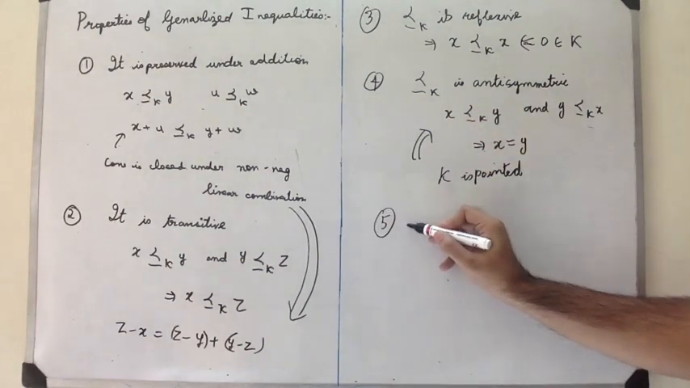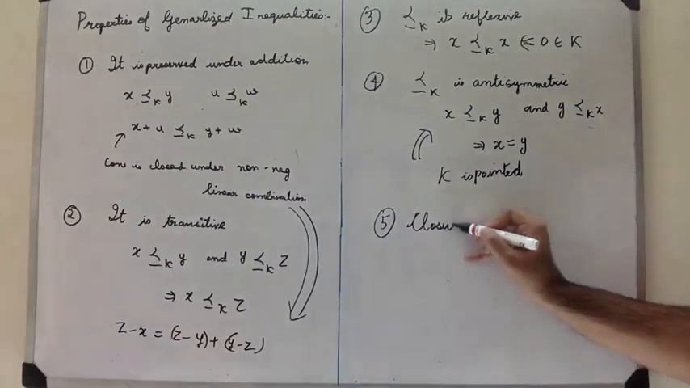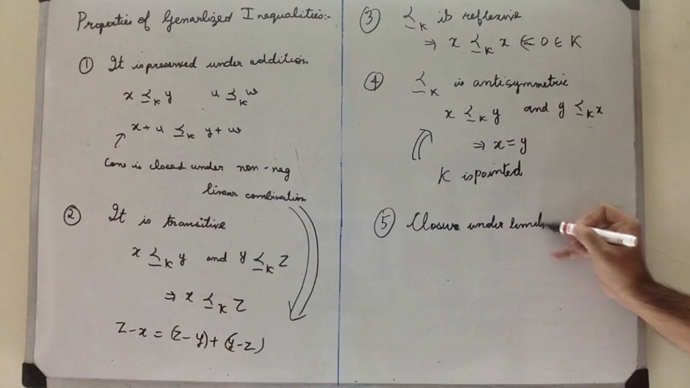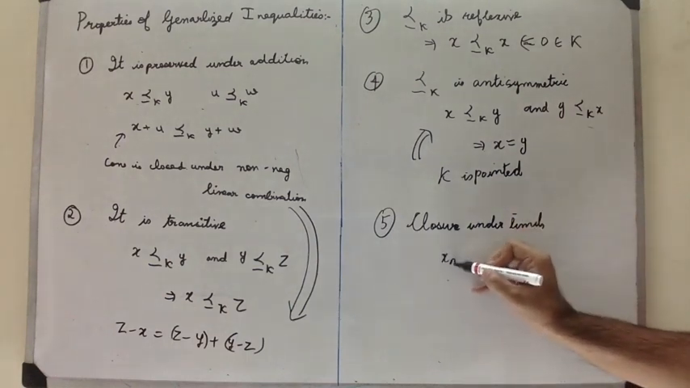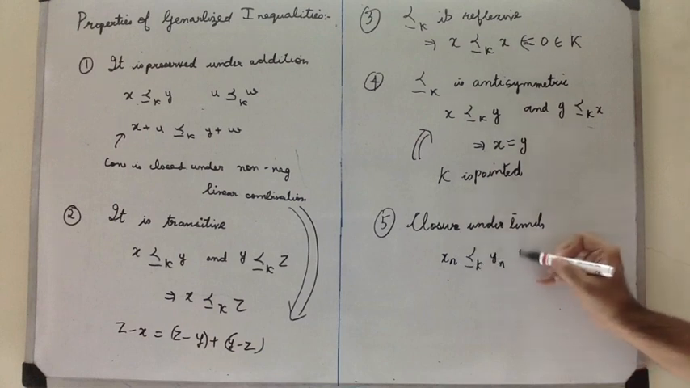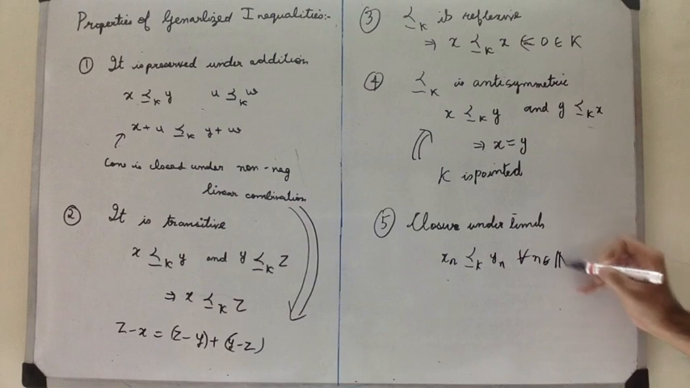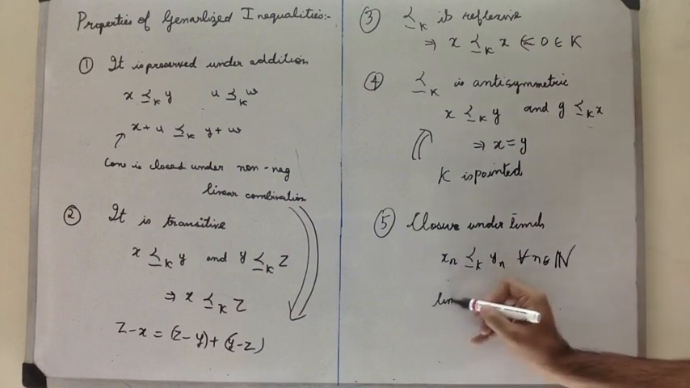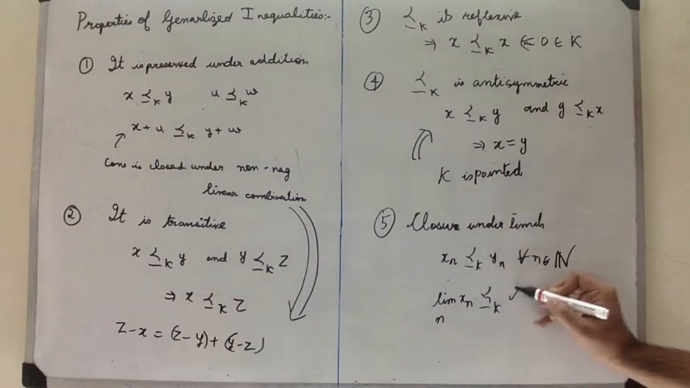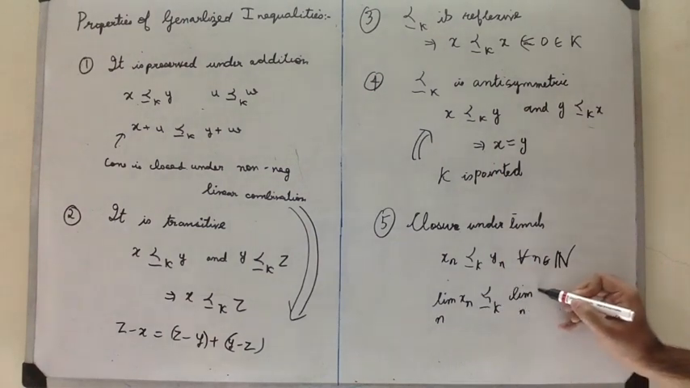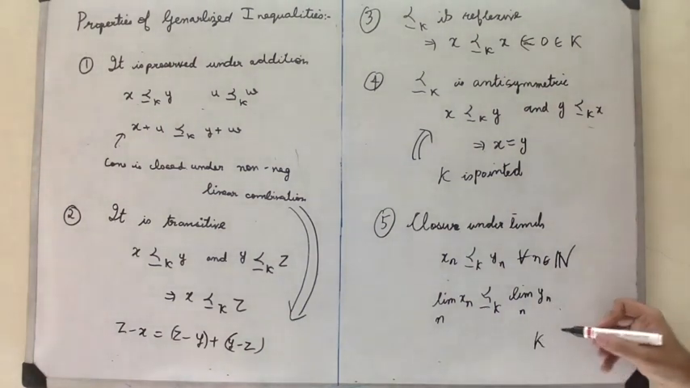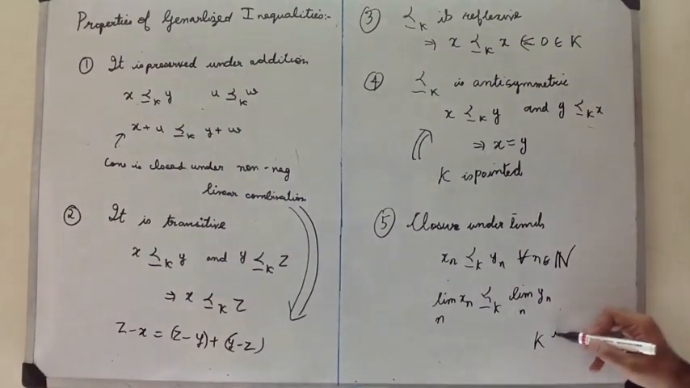And next we have closure under limit. So if xn is less than or equal to yn for all n, element of natural numbers, then limit of xn is less than or equal to limit of yn. This is because K is a closed set. That means it contains all its limit points.